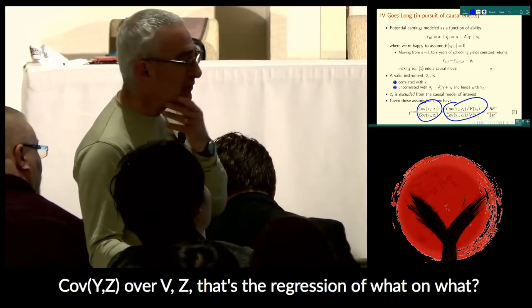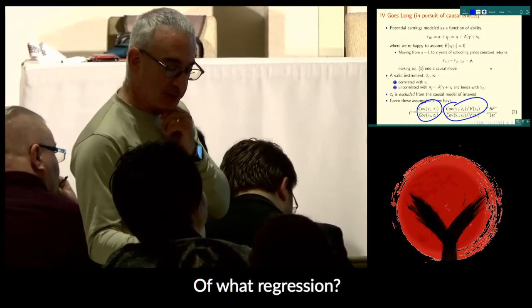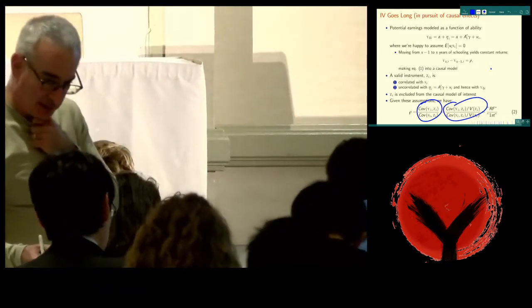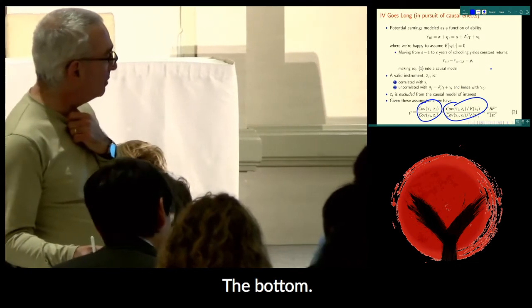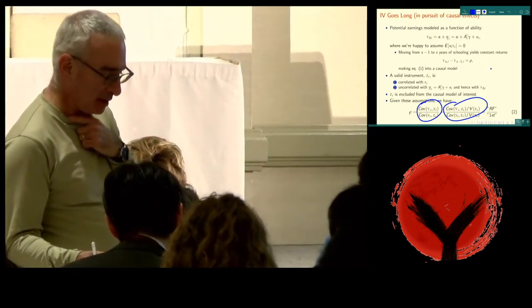Cov YZ over VZ. That's the regression of what on what? That's a regression coefficient of what regression? Y on Z. And the other one, the bottom? Regression of what on what? S on Z, right?